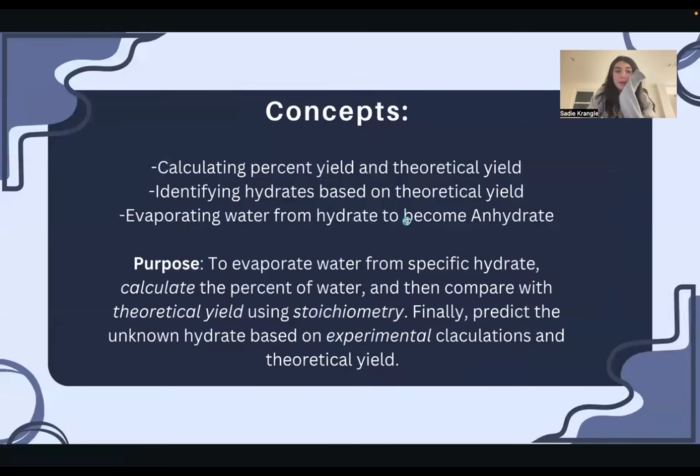In this lab, there were many concepts that we've done previously and new ones that were introduced. The first was calculating percent yield and the theoretical yield of the water in Hydrate B. Then, using the theoretical yield and our data from the experiment, we made an educated guess of which hydrate we had used. So, the overall purpose was to evaporate water from Hydrate B, calculate the percent yield of water, and then compare the theoretical yield using stoichiometry. After this was all done, we can determine the formula of the hydrate that was given.